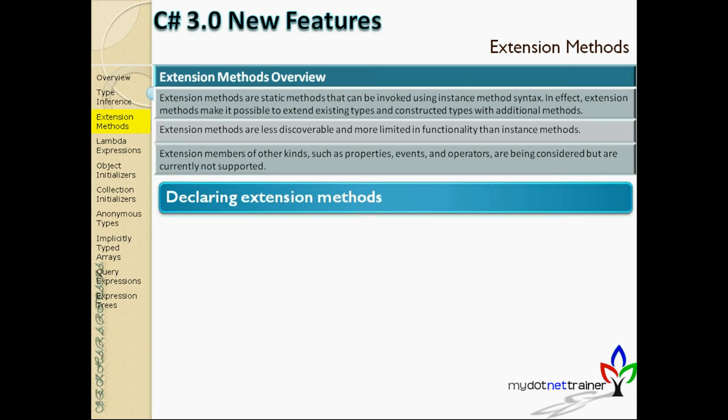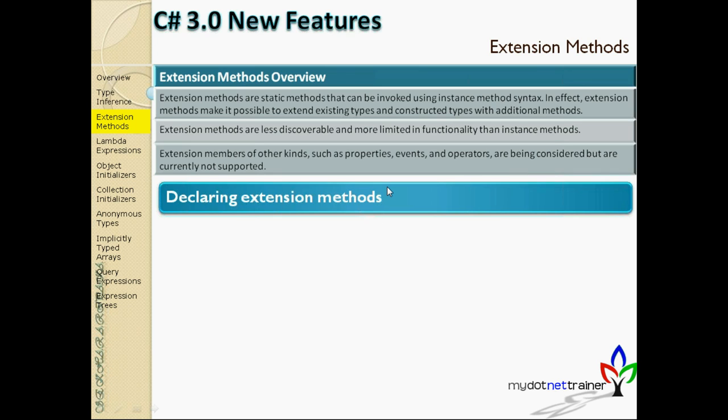You need to evaluate what exact name you want to give to the extension method, so that it's unique going forward in the future. So you need to pay some special attention to naming the extension methods. Okay, extension members of other kinds, such as properties, events, and operators, are being considered but are not supported right now.